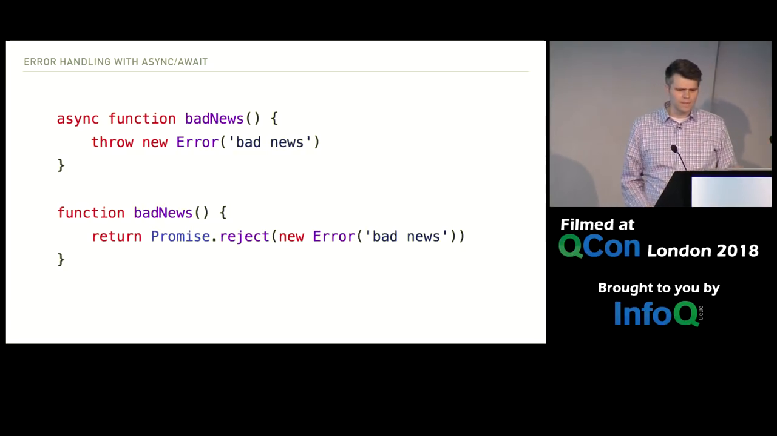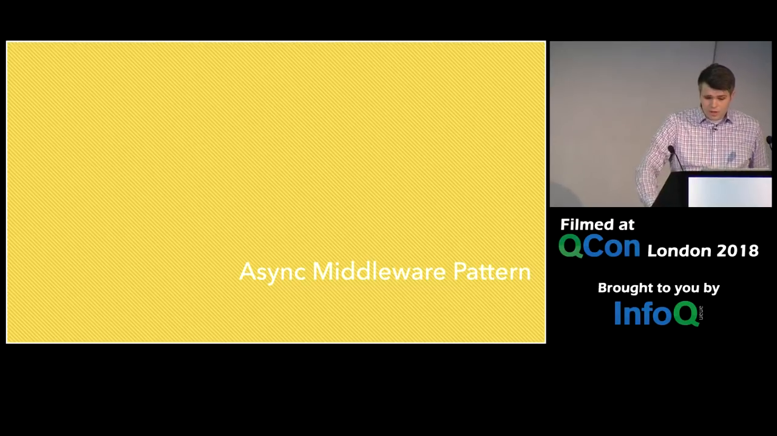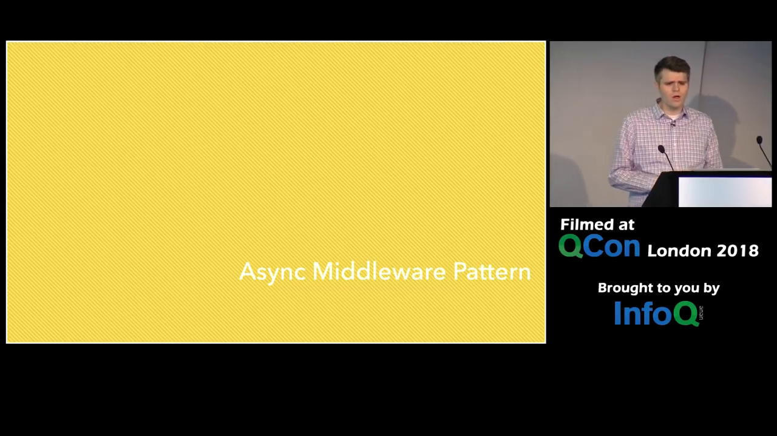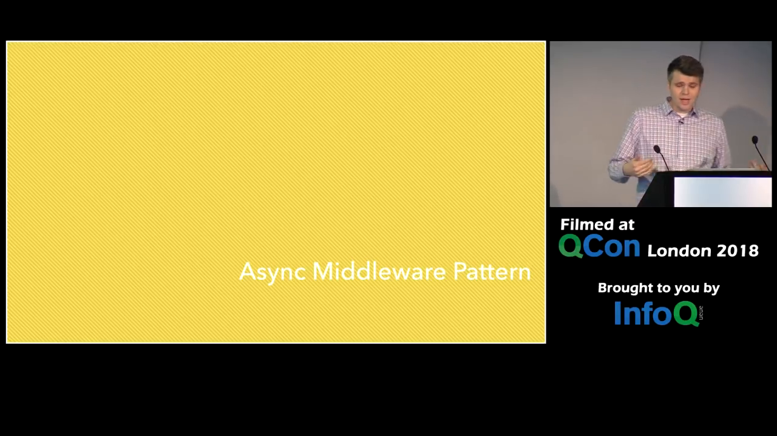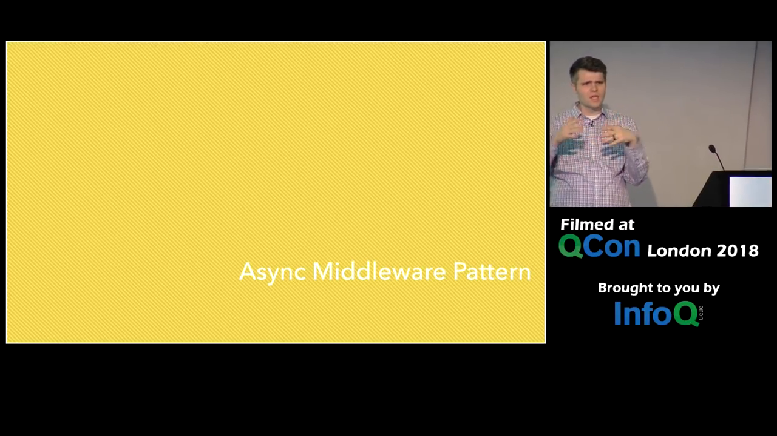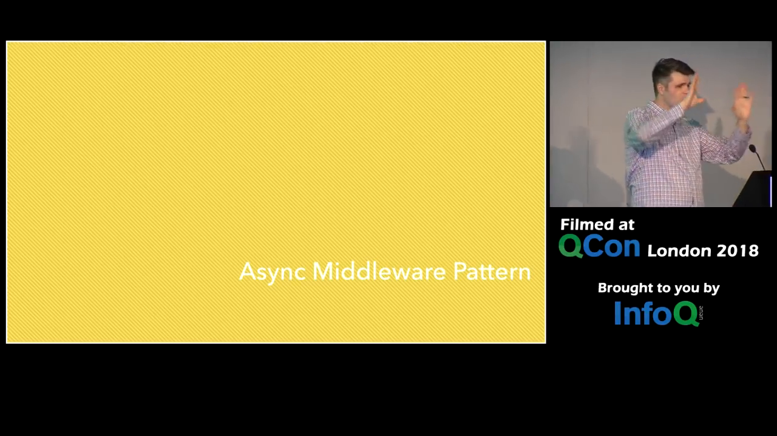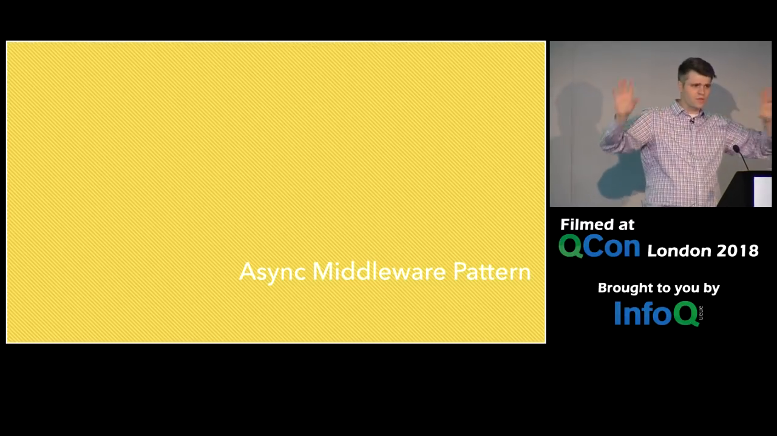So we've been using lately this pattern that we call the async middleware pattern. Because I wanted to use async-await and figure out how to use it, but we're using Express, and we're using kind of typical Express middleware. So we're like, how do I merge those two worlds? They're very different worlds.